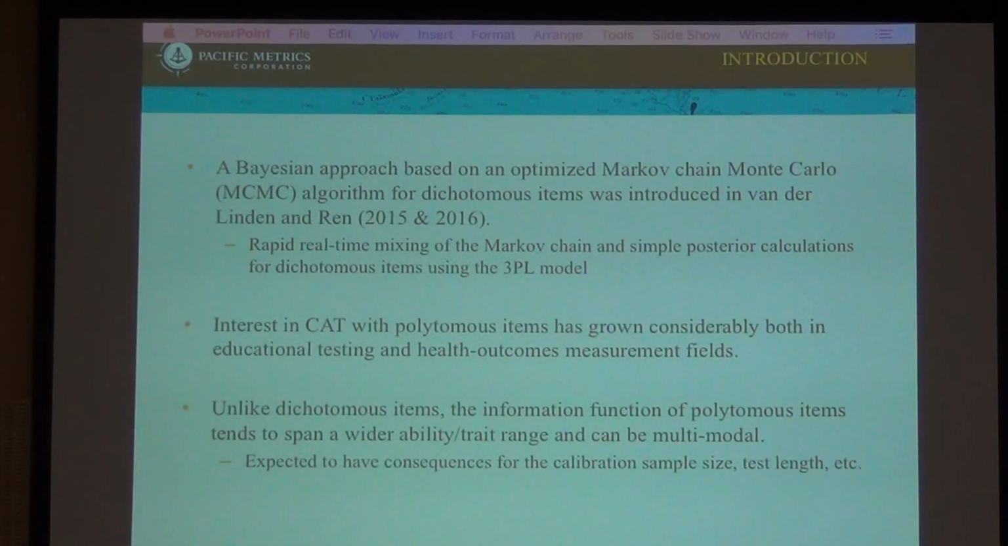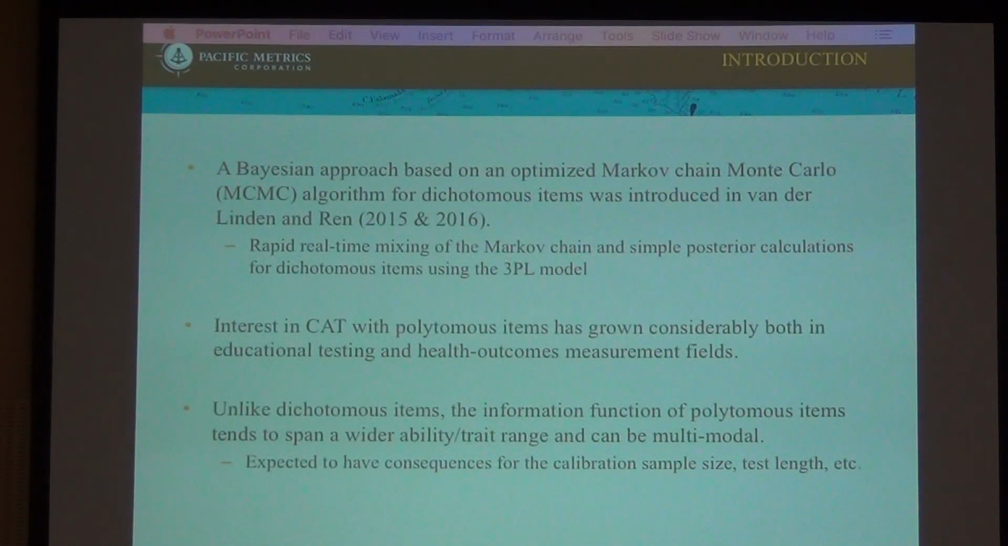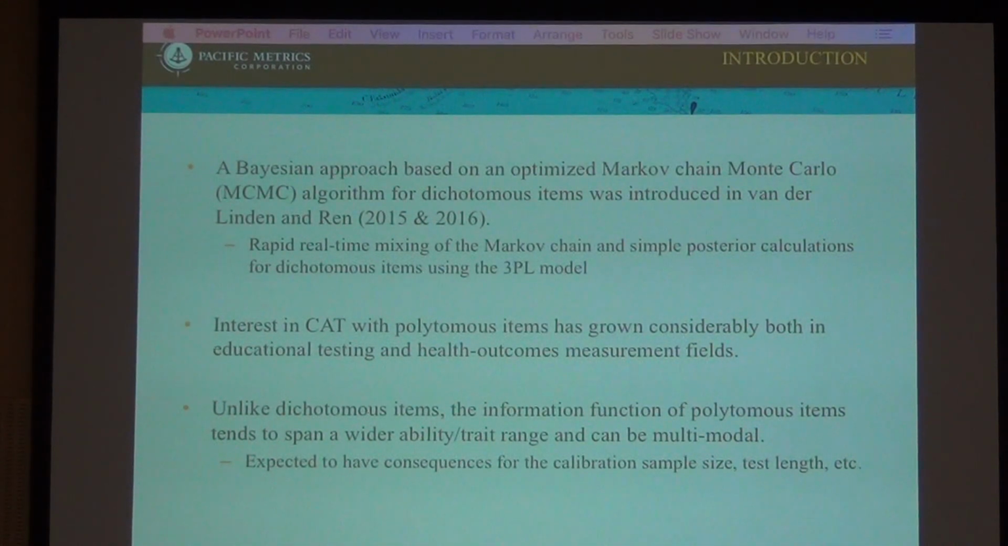In addition, like we saw, there are several presentations that talk about polytomous items. The interest in CAT with polytomous items has grown. Unlike dichotomous items, the information function of polytomous items tends to span a wider ability range and can be multimodal, only unimodal in some very specific cases. So because of the different properties of these items, we expect to have consequences for the calibration size, the test length, etc.